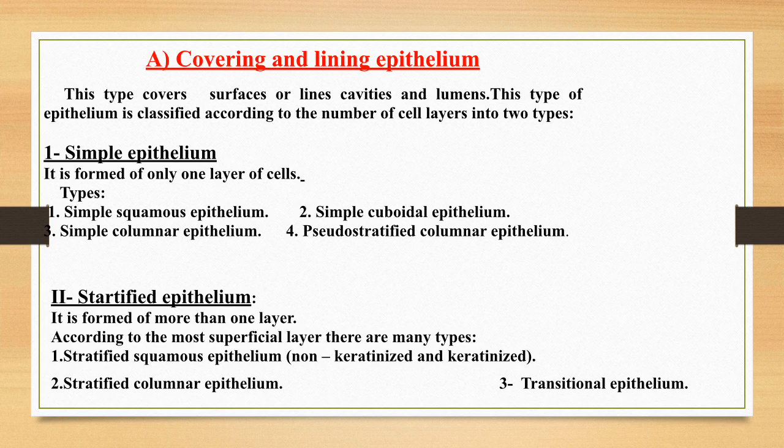This type of epithelium is classified according to the number of cell layers into two types. Simple epithelium is formed of only one layer of cells and it includes simple squamous epithelium, simple columnar epithelium, simple cuboidal epithelium, and pseudostratified columnar epithelium.